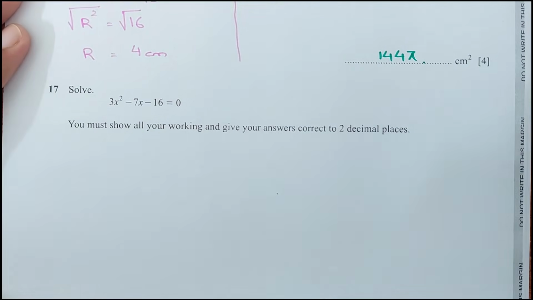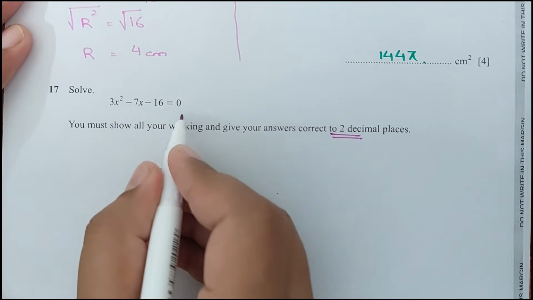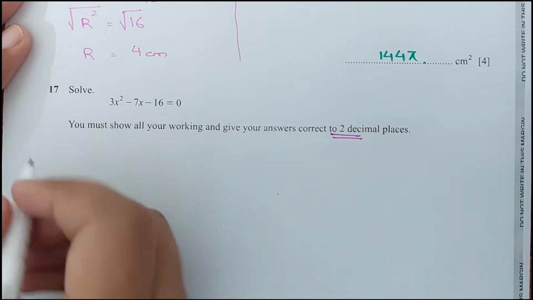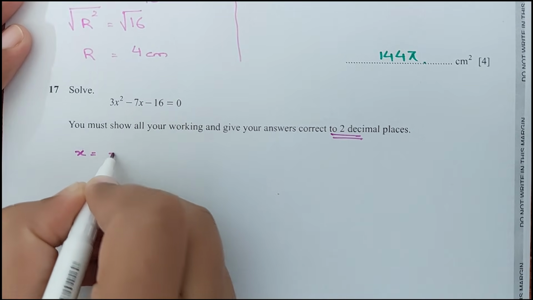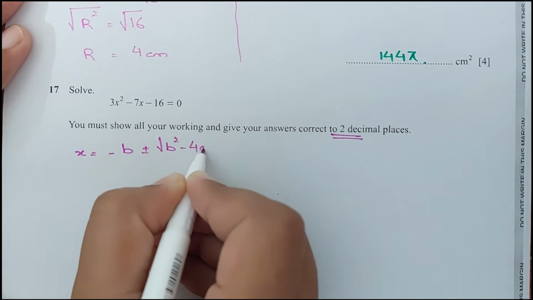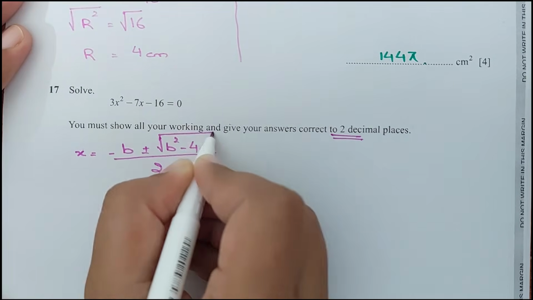Question number 17. Solve this equation. You must show your working and give your answer correct to two decimal places. It's a quadratic equation, so we can easily solve it by using the quadratic formula, which is x equals negative b plus or minus the square root of b squared minus 4ac, divided by 2 times a.